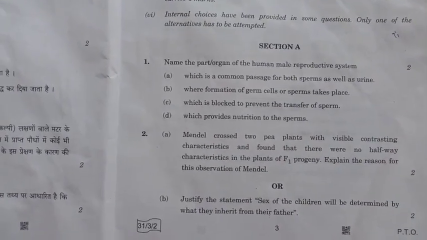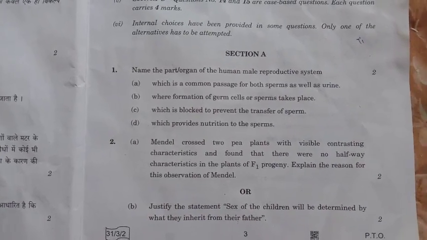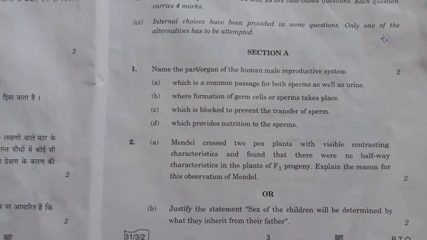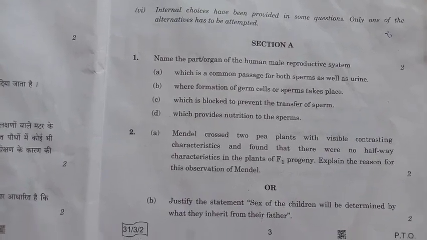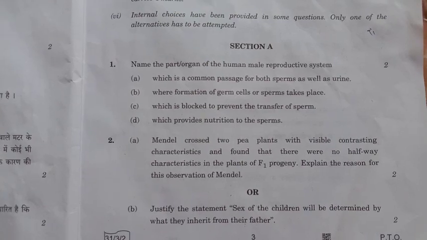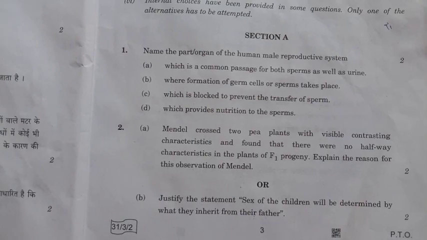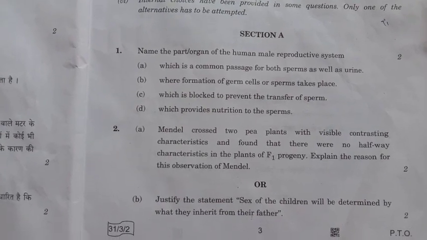Section 1 was a little difficult for me. Which is the common passage for both sperm as well as urine? I thought it was the urinary bladder, but actually it was the ureter. So my answer to this question was wrong. Where does the formation of the germ cells, or the sperms, take place? It was the testis, I know, but I went blank on the spelling of testis.